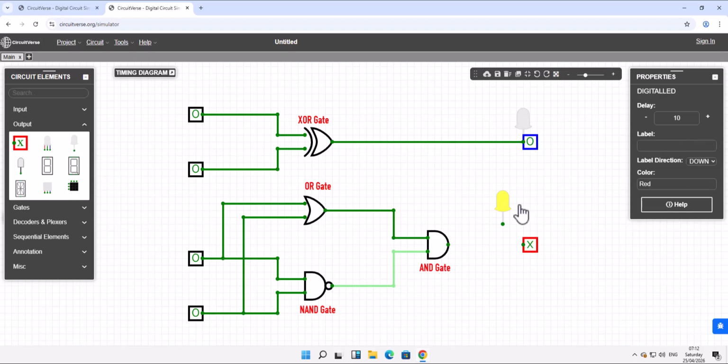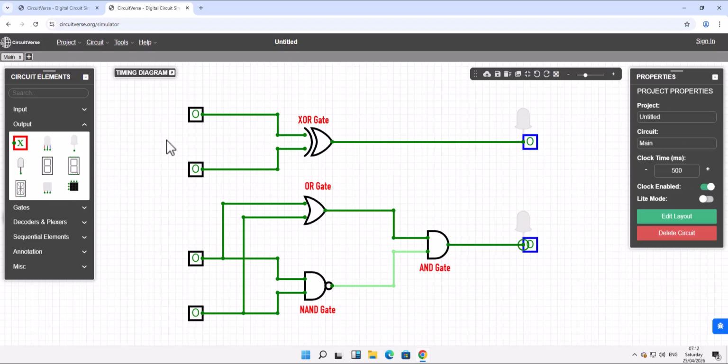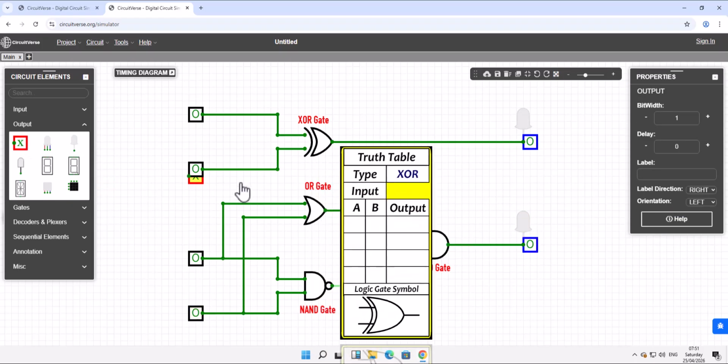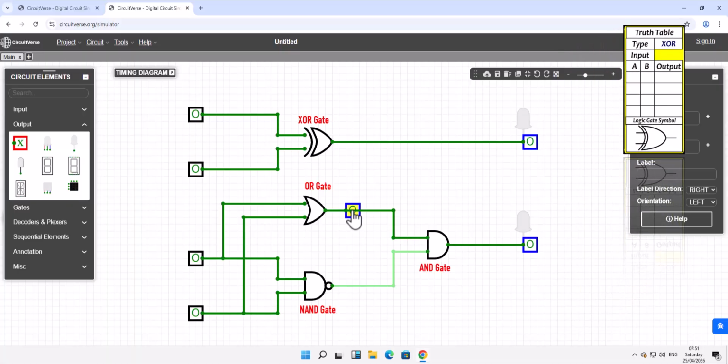As we have pointed out, calculating the outcome of multiple gates can prove to be tricky. So here we have included the outcomes from each stage. With an input of 0 and 0, the output of an XOR gate is 0.